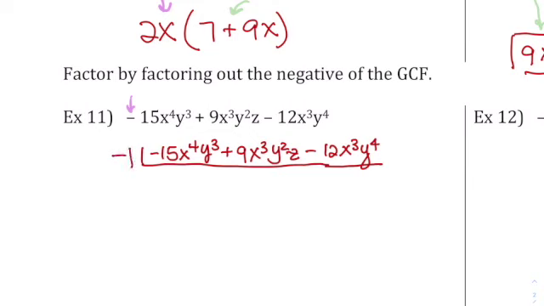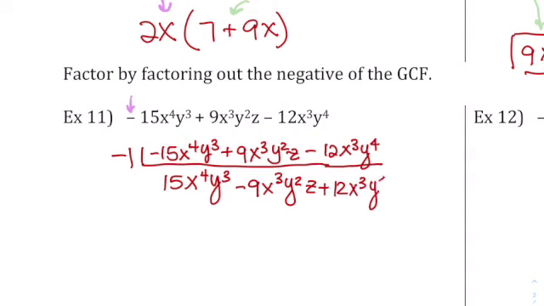So notice if you take out negative 1, the negative 15 becomes a positive 15x to the fourth y to the third. And then the plus sign becomes a minus sign, so minus 9 x to the third y to the second z, and then the negative sign becomes positive 12x to the third y to the fourth. And then we go on to do the same way.